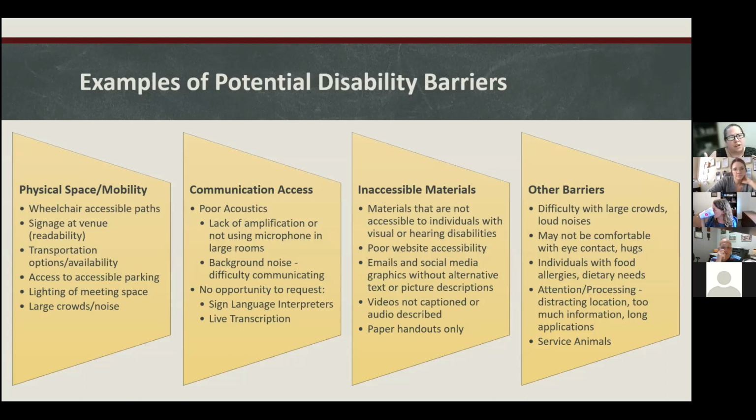And then think about the location for people who might have attention or processing difficulties. Is there too much information being given out? Are your applications really long? Would somebody with a reading disability take the time to get through your entire 6-page application? That could be a challenge.